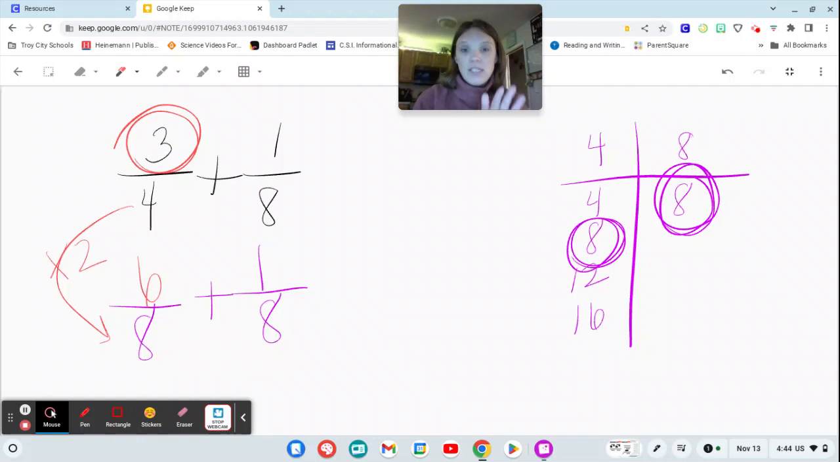Okay, so best of luck. We're going to continue working on equivalent fractions all week this week. So if right now you're feeling like, oh, good, don't worry, it's only Monday. We have a few more days to get more comfortable and more confident with this work. All right, guys, best of luck, and I'll see you in class.